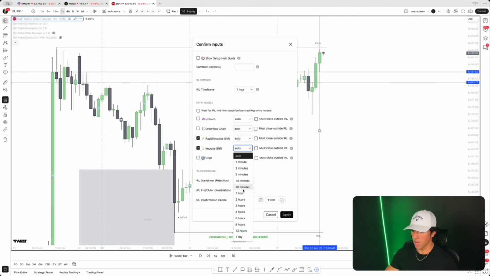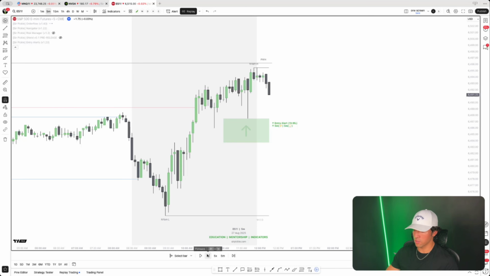But you do have the option to customize it to whatever you want in case you want to demand more confirmation. So let's click apply, and there is our zone. So now let's drop down into the aligned time frame, which is the 5 minute, and take a look at what happens inside of that 1 hour fair value gap.